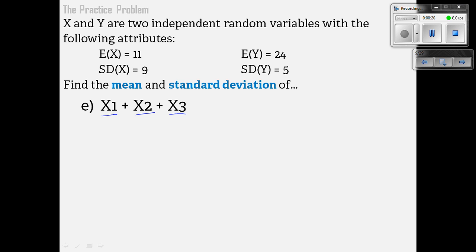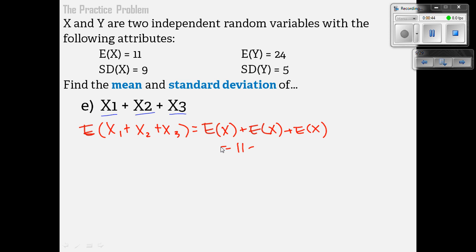Okay, so if we find the expected value, or E, of x1 plus x2 plus x3, so we're treating it as 3 different random variables. The formula tells me I do E of x plus E of x plus E of x, exactly what you would expect. So 11 plus 11 plus 11, which is 33.